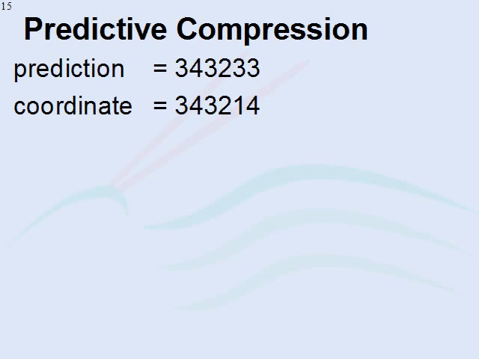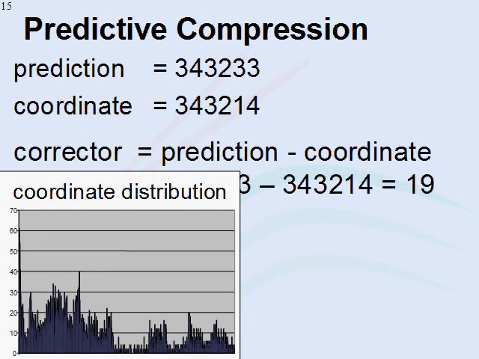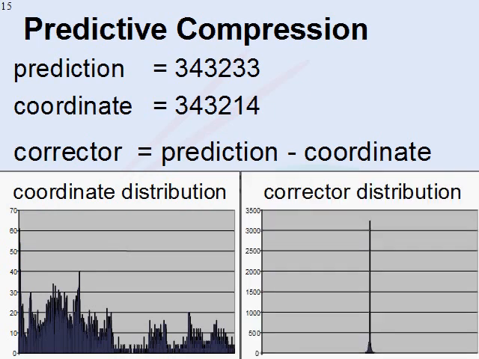We have a prediction and we have the real coordinate. Once we have that, all we need to store is a correction. And the correction tends to be not only a smaller number, but if I look at the distribution, here's the original coordinate distribution, and here's the corrected distribution, I get a very, very tight distribution.